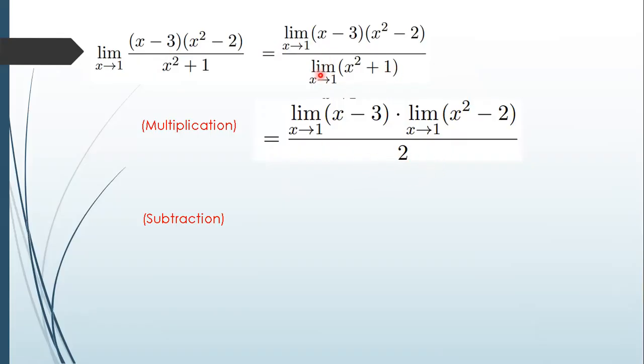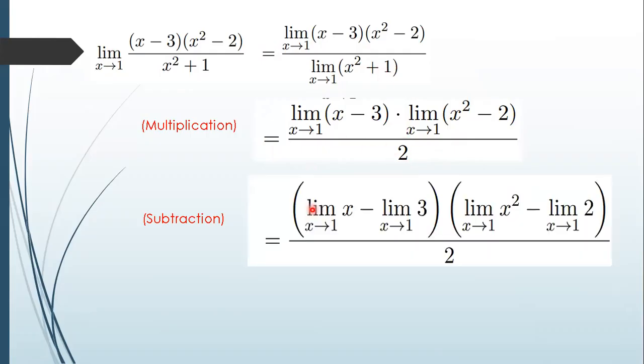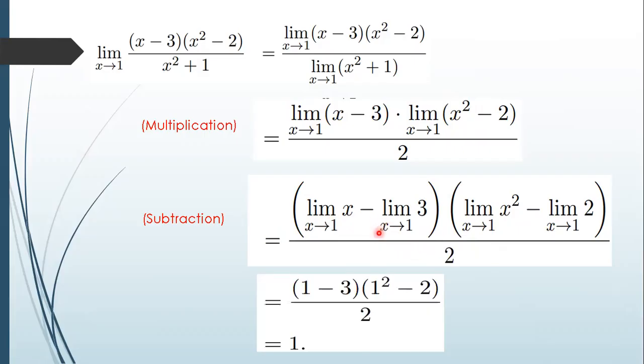Why is it all over 2 already? I already simplified the denominator as x approaches 1, so I substituted 1 here. 1 squared plus 1, that's 2. And then next will be the subtraction. So we subtract this term and this term. Then we apply the limit of x as x approaches 1 minus the limit of 3 as x approaches 1, times the limit of x squared as x approaches 1 minus the limit of 2 as x approaches 1, all over 2. After that, we simplify.